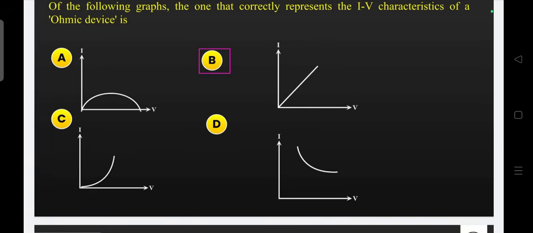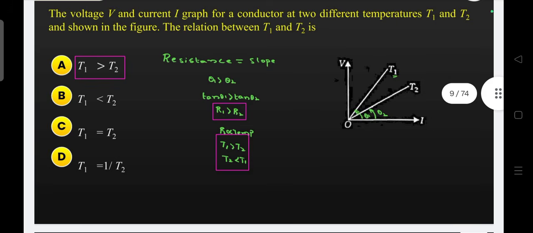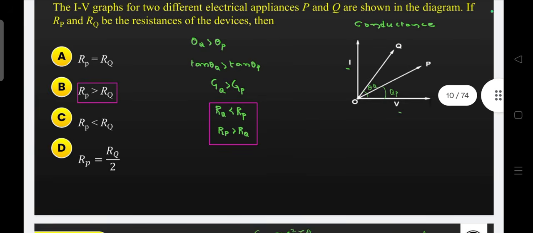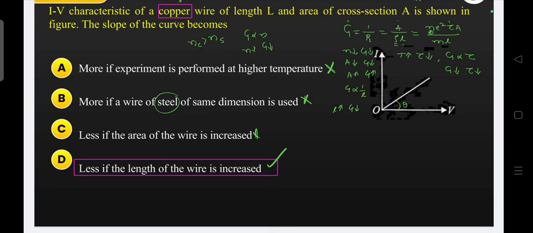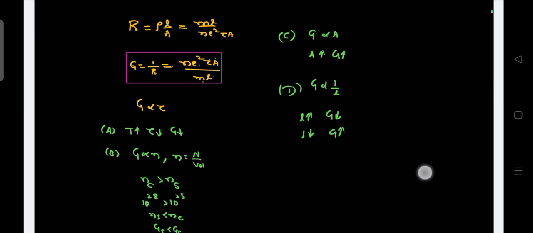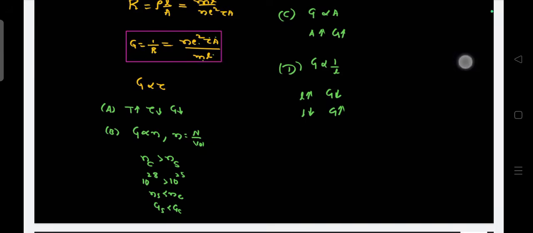Which of the following correctly represents the I-V characteristics of an ohmic device? Answer is B. Next question with solution. Next question. Here I'm not going to explain these things because the video will become too long. I'm just giving you the questions with answers and solutions. Just take down the notes. Next question. Next question.